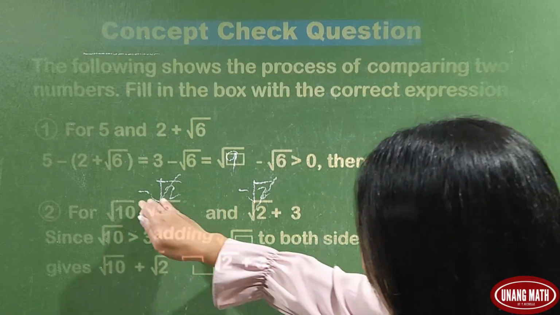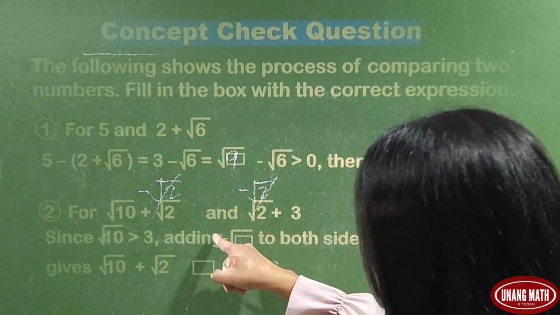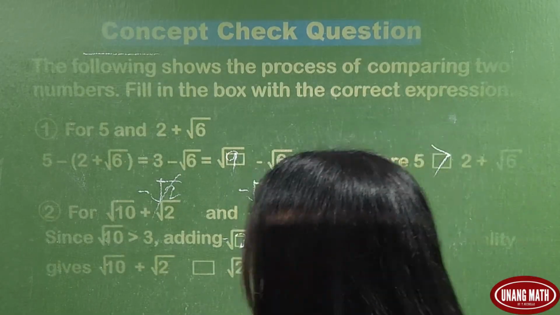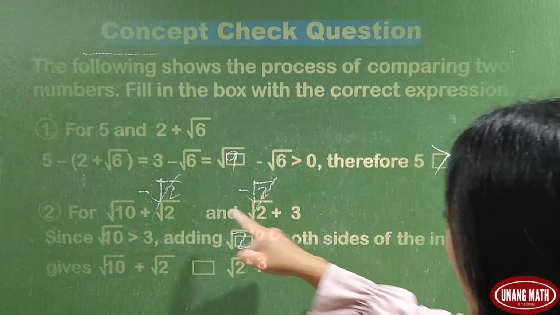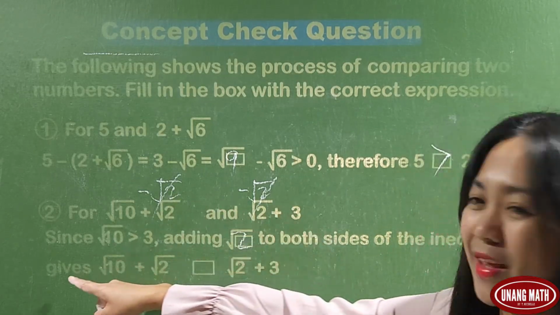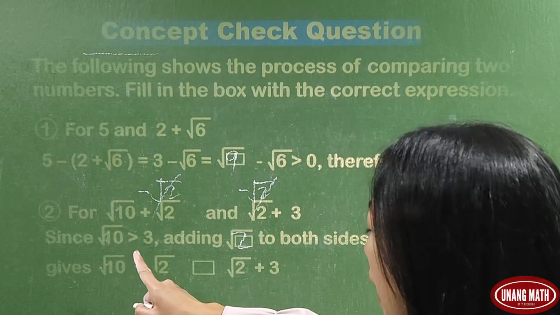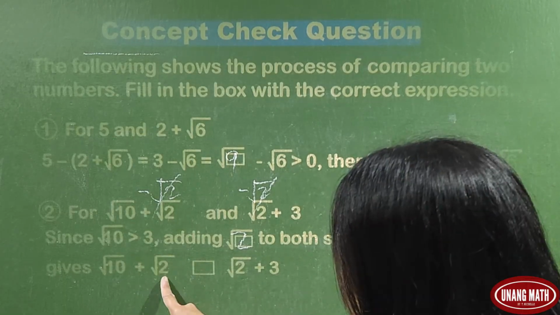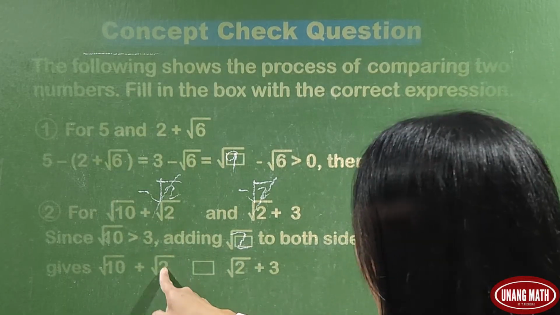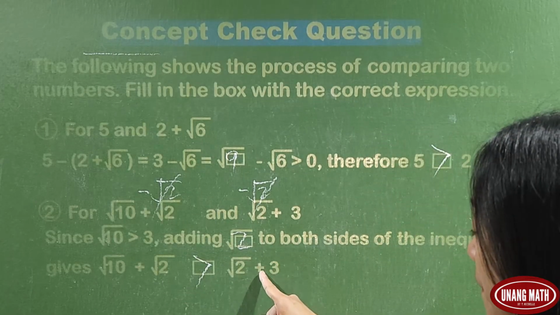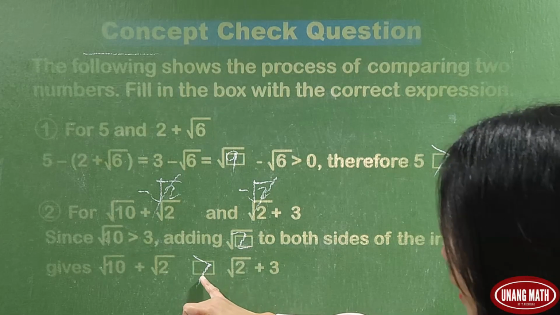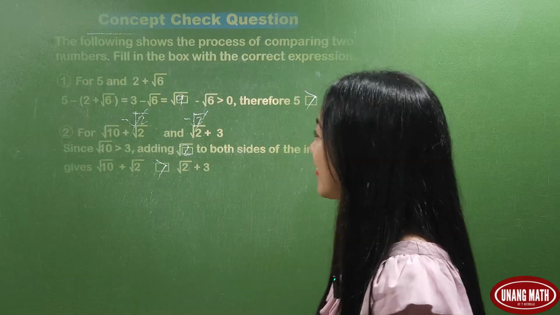So adding the square root of 2 to both sides of the inequality, it will give us the square root of 10 plus the square root of 2. Then it means this is greater than 3 plus the square root of 2. So the symbol here is greater.